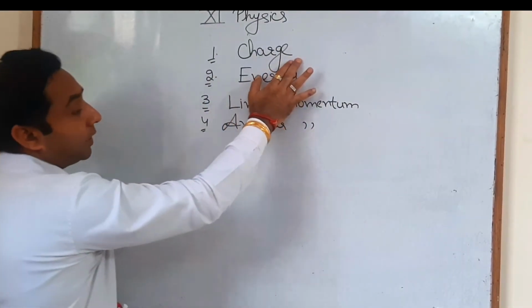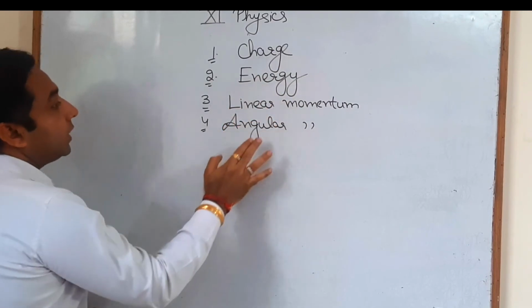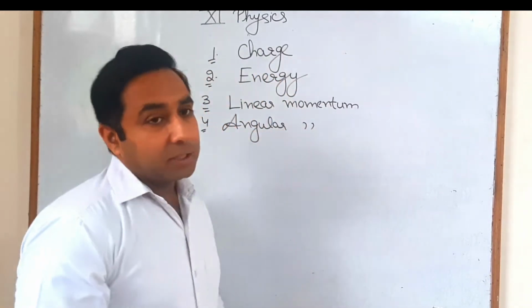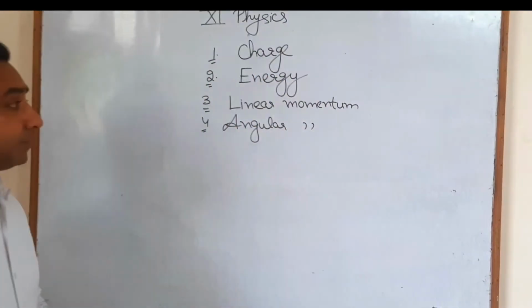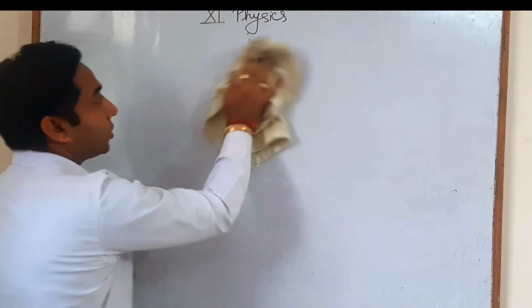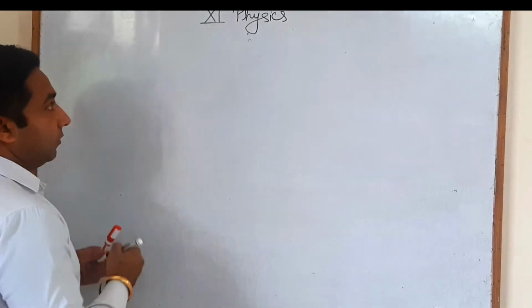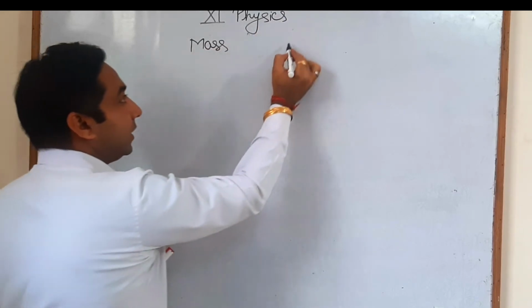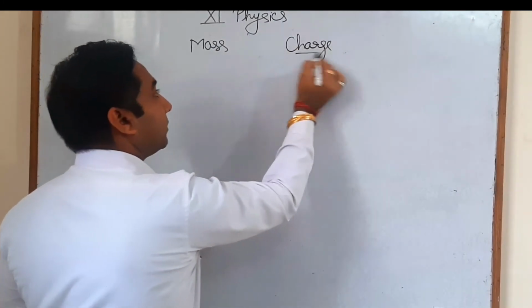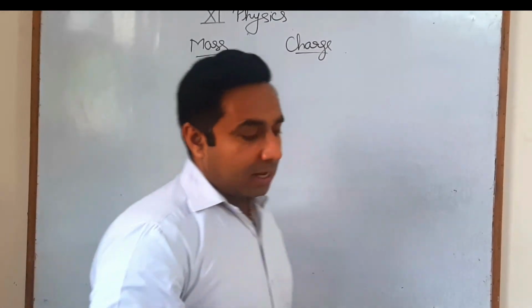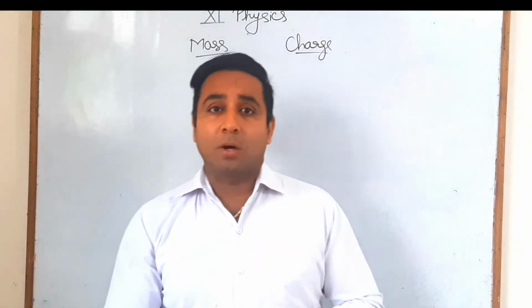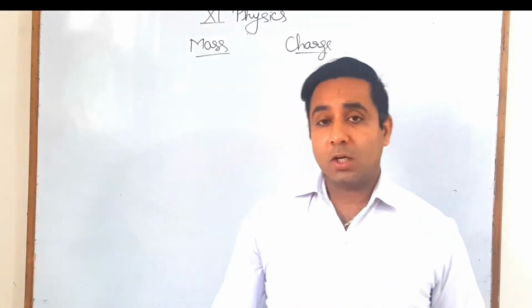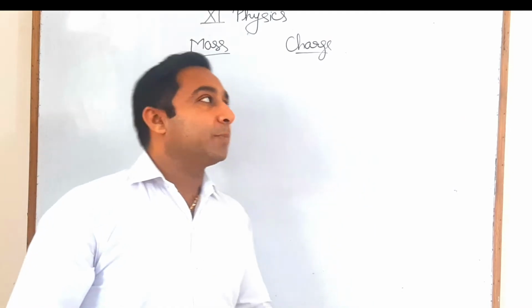Once again, the parameters are charge, energy, linear momentum and the angular momentum. Now based on this one, एक छोटा सा topic discuss करते हैं, basic topic, that is the difference between charge and mass. Listen very carefully. Why am I using these two? Because I have already told you, these are the two basic properties. पूरी की पूरी physics जो है, that is based on these two properties. That's why we are going to discuss the difference between these two properties.